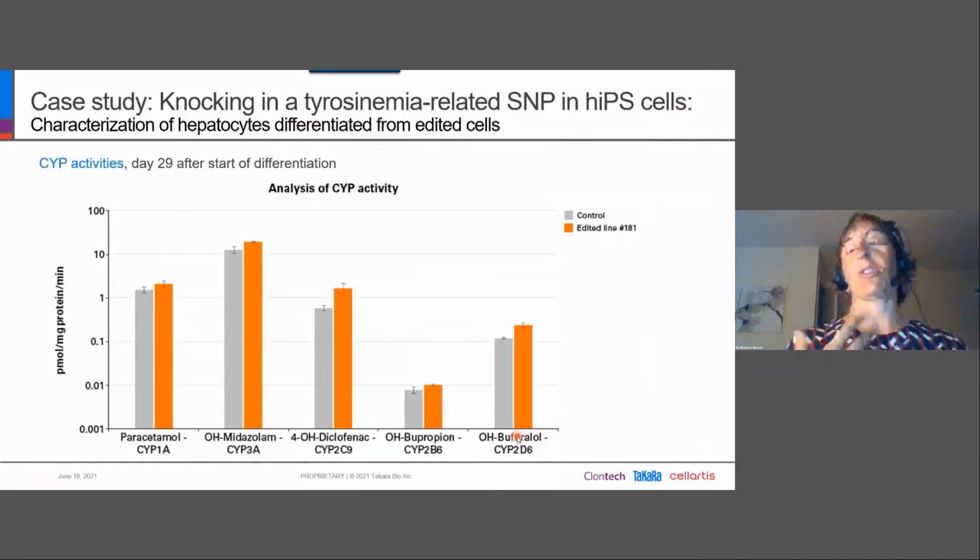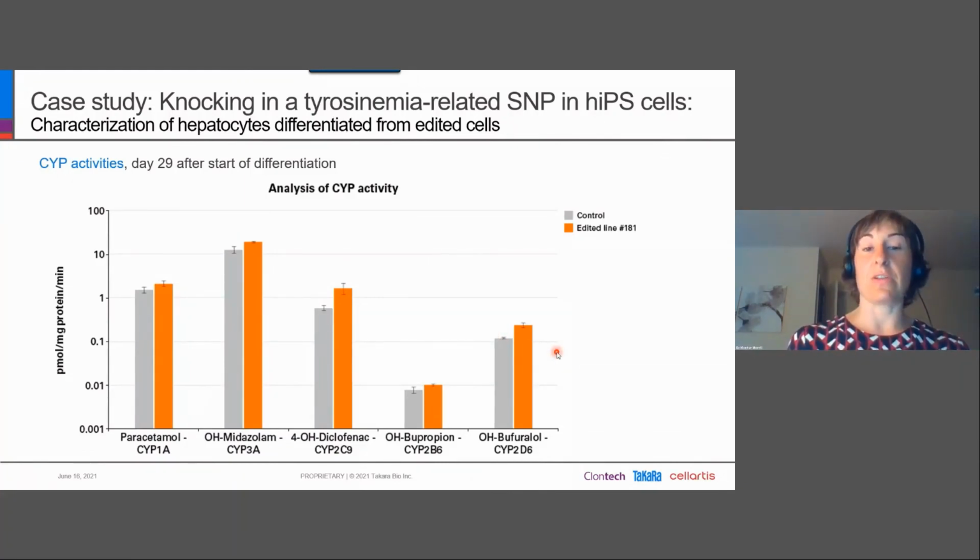Then, as a functional test, one of the key points of any hepatocyte is drug metabolism, specifically the detection of the activity of certain enzymes that metabolize drugs, specifically the cytochrome P450, or CYP, family. For this type of assay, the readout is done by LC-MS, and you can see the degradation of all these different drugs by different enzymes of this family, with similar levels between our control and our edited line.